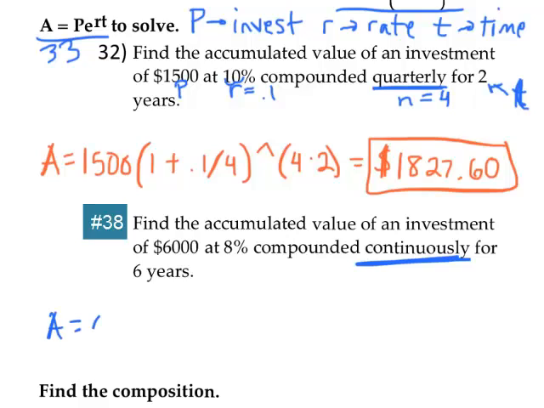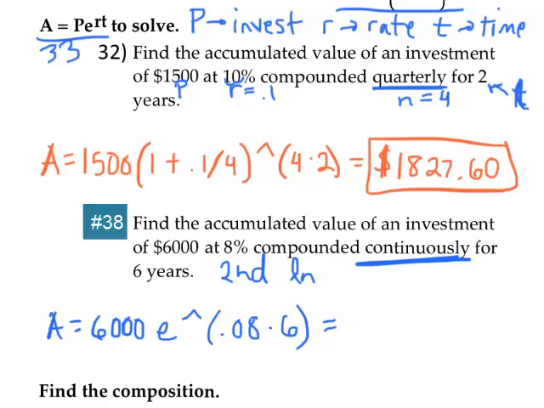So this is going to be A equals 6,000 E, which when you press E, it gives you an exponent. To get to the E button, you do second natural log, so second ln on your calculator. And then it should open a parentheses, or give you an exponent. Inside the parentheses we put the rate, which is 0.08, and the amount of time, which is 6 years. So it gives you 9696.45.